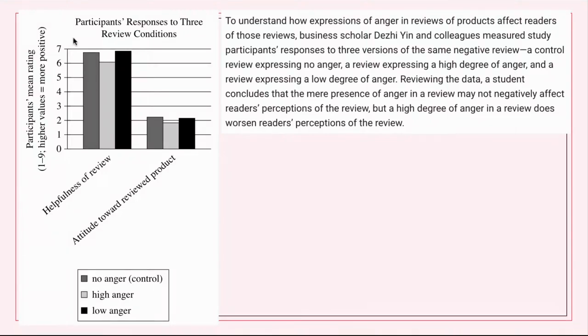All right, so this is our last one, and here we have a bar graph for the first time. So let's quickly scan over it. It says participants' responses to 3 review conditions. Okay, so here I'll look at the legend first. It says no anger, high anger, low anger. Then we have helpfulness of the review and attitude towards reviewed product.